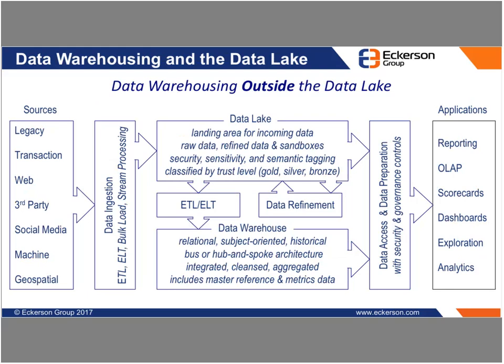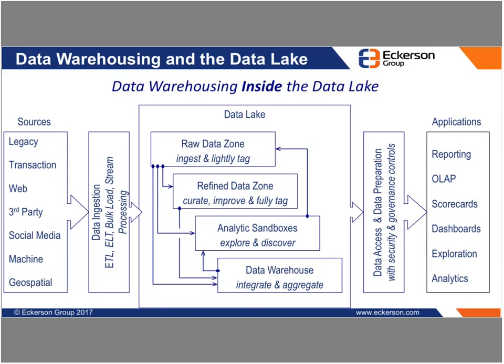And they each have different purposes, as you see inside the box: landing area for incoming data, raw and refined data and sandboxes in the data lake. In the data warehouse, relational, subject-oriented, and historical, either Inmon or Kimball architecture, spoke or bus, integrated, cleansed, aggregated. So this is one way that we might think about positioning data warehouse and data lake so they work together.